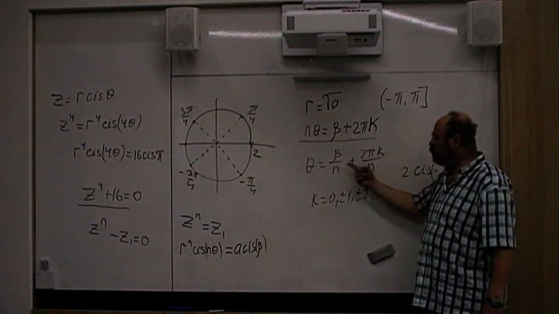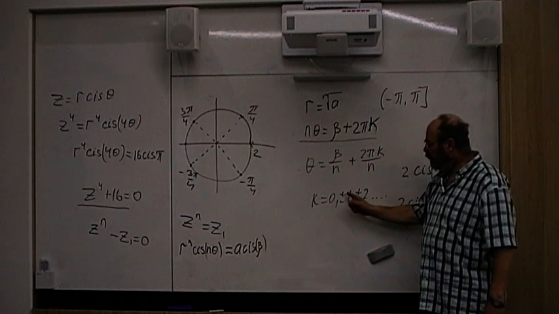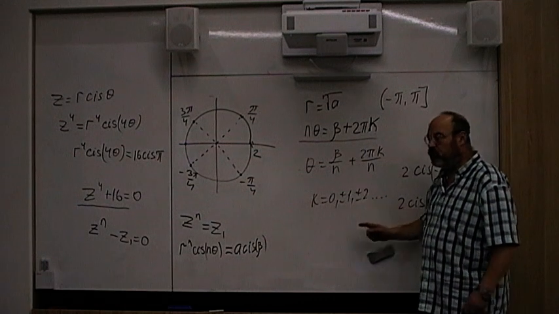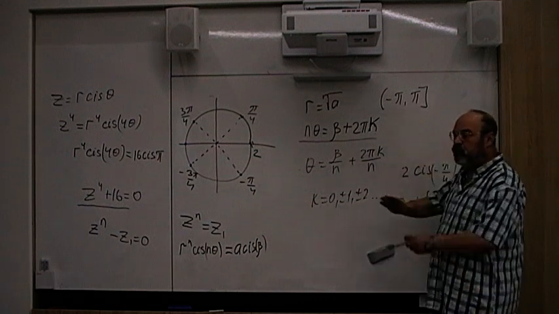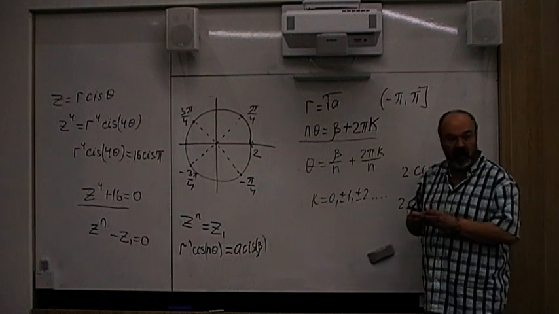So how do you find all solutions? You take k equals 0, see what you got, then k equals 1, minus 1, 2, minus 2, until you stay in the interval. As soon as you get out of this interval, you stop. You have found all solutions. Make sense?